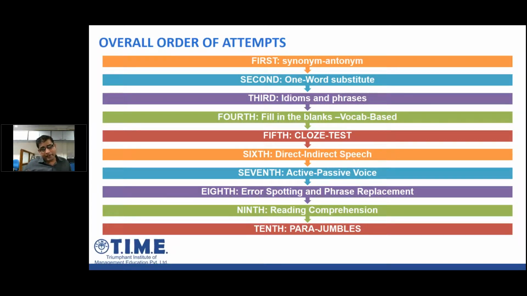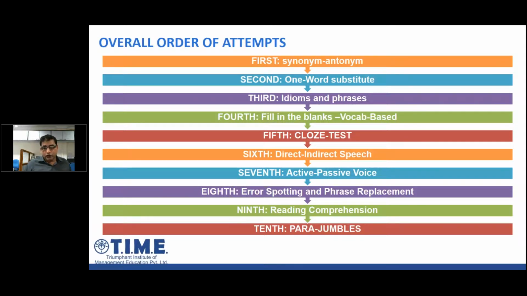time, attack reading comprehension first, and then only go to PARA-JUMBLEs, mainly because of one reason. The accuracy levels of students in reading comprehension are more than in PARA-JUMBLEs. It's not the other way around. You see, PARA-JUMBLE involves a little bit of logical thinking, so that should come last. So please go to reading comprehension first and then PARA-JUMBLEs, not the other way around.